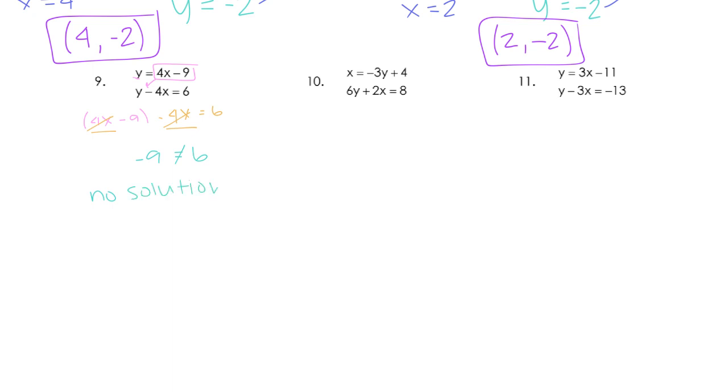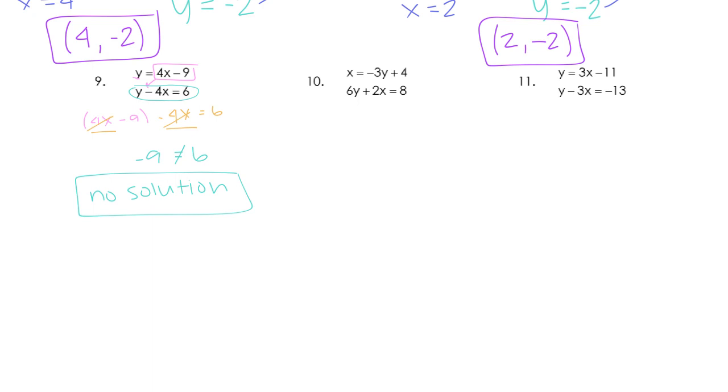And if I asked you to graph these, they would end up being parallel lines. If you think about it, on this equation right here, if you added 4x to both sides, you would end up with 4 for your slope for both of those, and then -9 for one y-intercept, 6 for another y-intercept. So that would actually make those lines parallel.